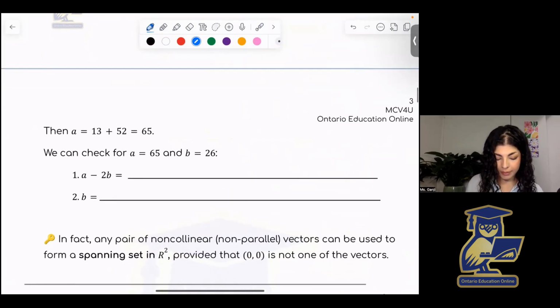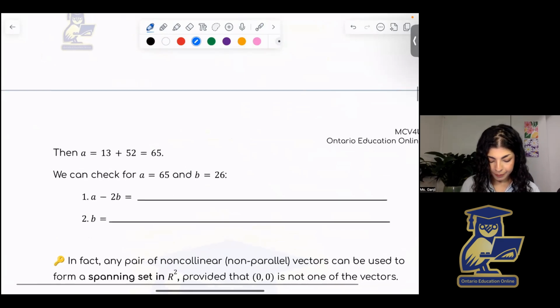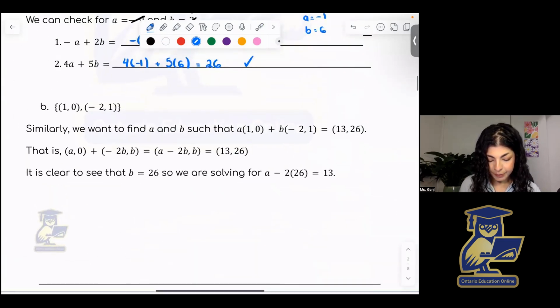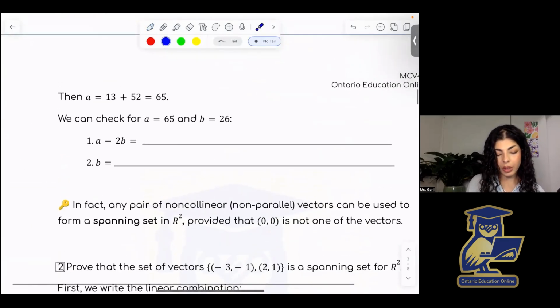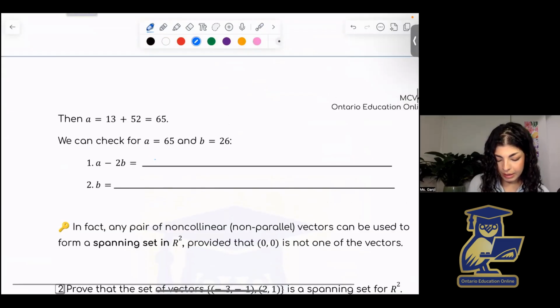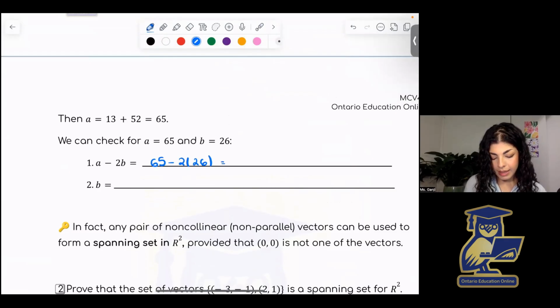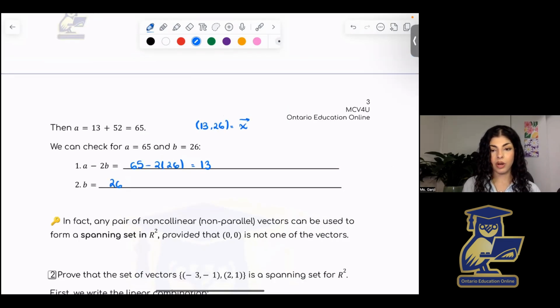But let's double check that to begin with. And what I've done here is just use these two values, which is what my new equation would have been. So a being 65 minus 2b, which is 26. Then this is just 52. 65 minus 52 is 13, which is what I wanted. And b is just 26. And so this is really 13, 26, or vector x, and that's exactly what I wanted.